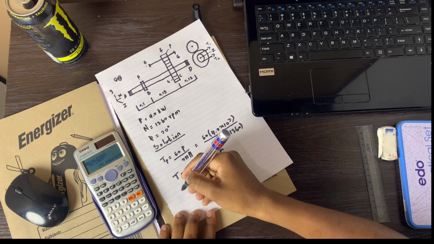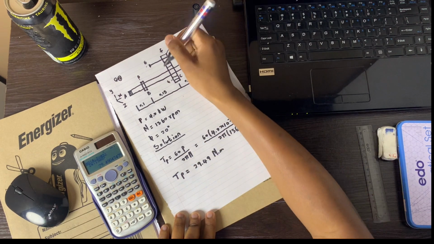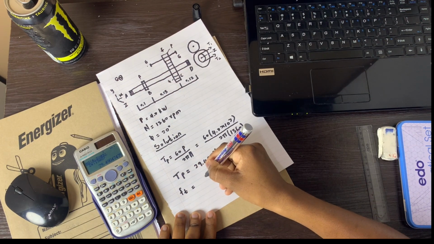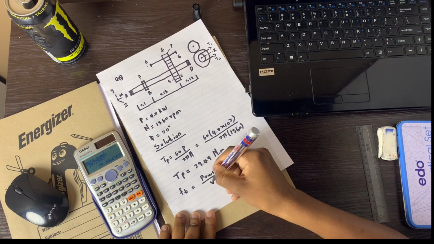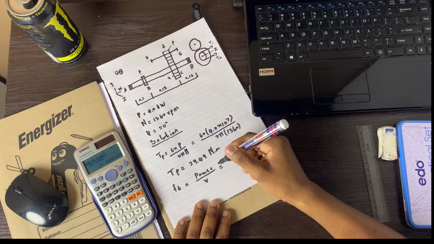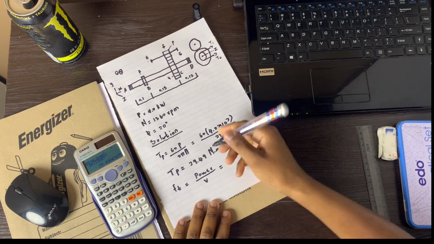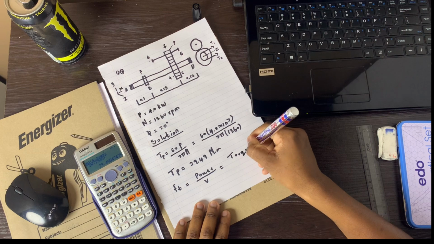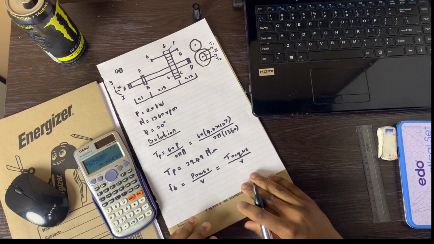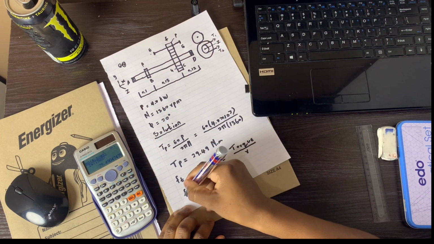After getting the torque, let's find the tangential load acting on the gear, that is the Ft. Last time I said, what is Ft? Ft is equal to power over speed, or you can write it as the tangential load is equal to the torque over the R. Do not forget that, okay?